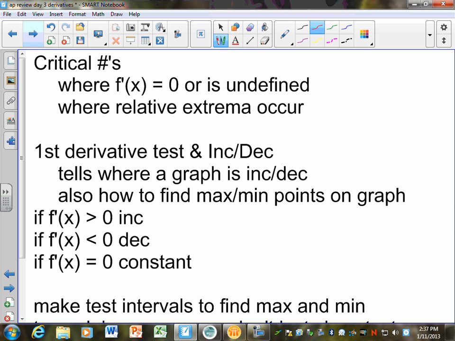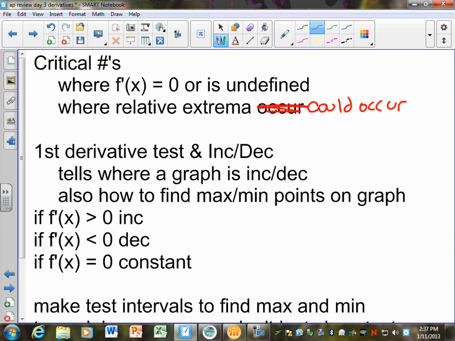Remember that critical points are where your derivative is equal to 0 or where it's undefined. It's where your relative extrema could occur. Remember, not every critical point is necessarily a max or a min. You have to check it. You have to prove it. On free response, justify your answer means they want to see and they want you to write out the explanation there. So we have a few ways to do this. One way is the first derivative test. That helps you see where the function is increasing and decreasing.